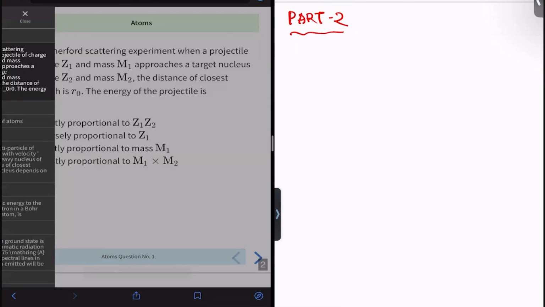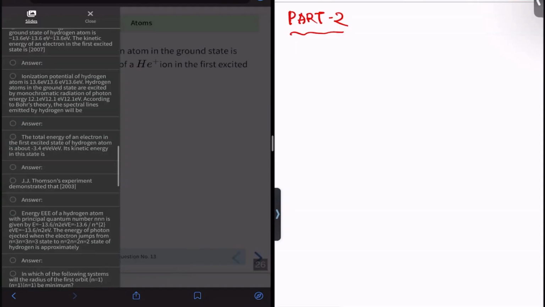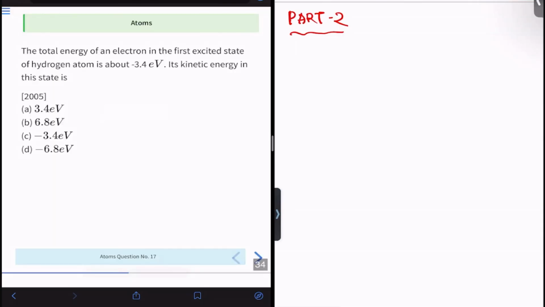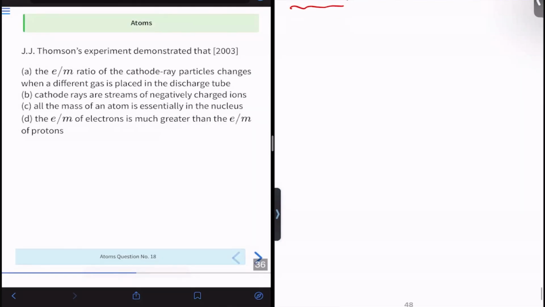Yesterday we discussed around 17 questions, and this was our last question yesterday. So today I will be continuing with part two, question number 18. Question number 18 says J.J. Thomson's experiment demonstrated that... If you don't know what J.J. Thomson's experiment was, first I'll explain it.